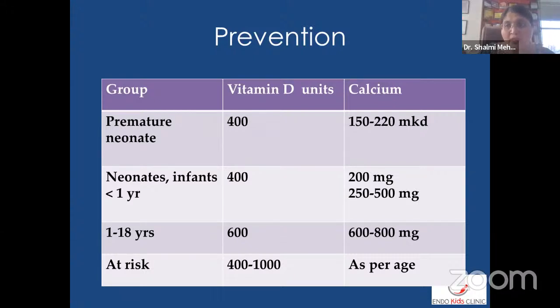Along with that, we need to ensure that the child gets enough calcium, either through dairy, so through your oral intake, or if not, then through supplements.